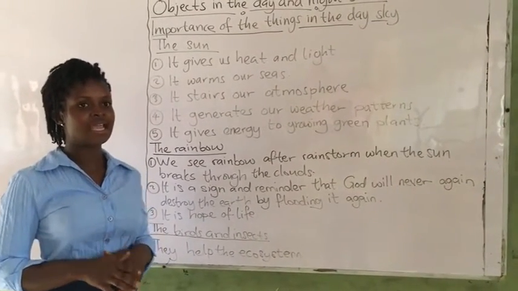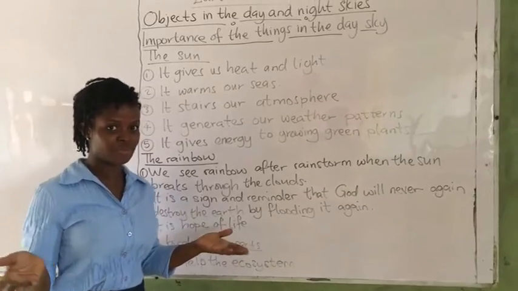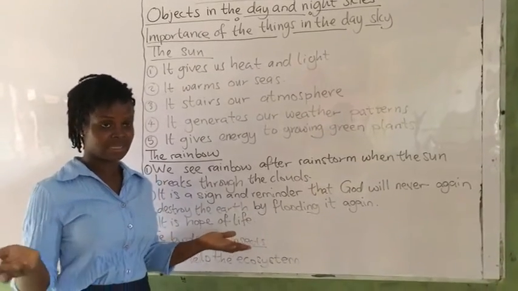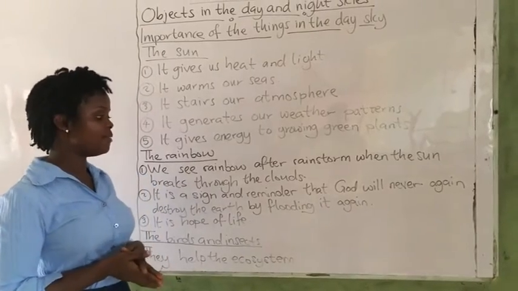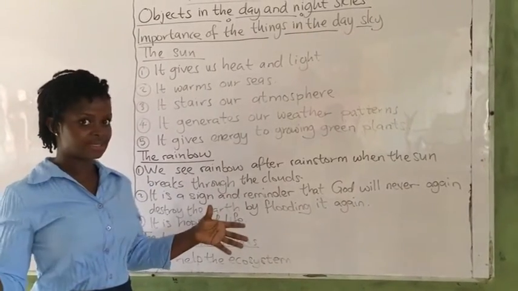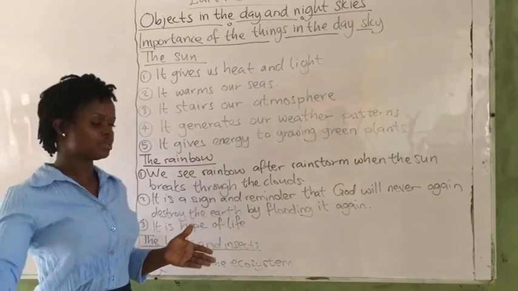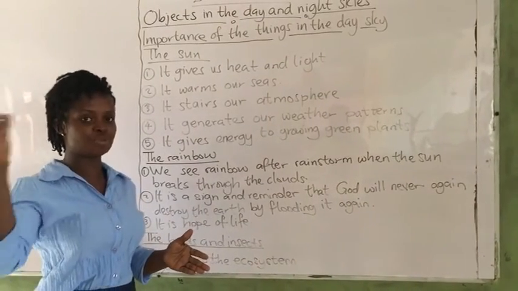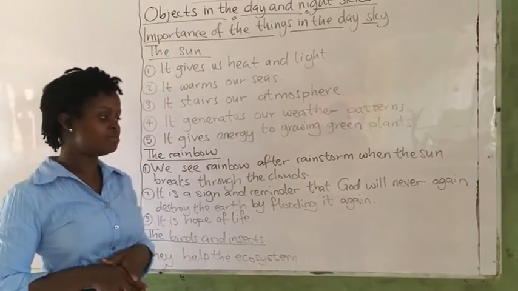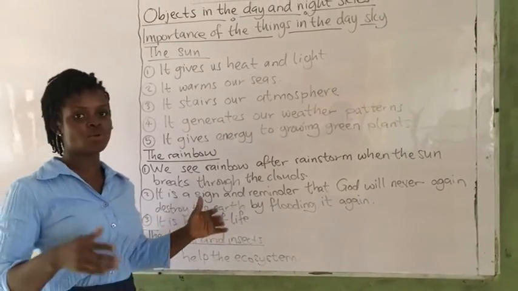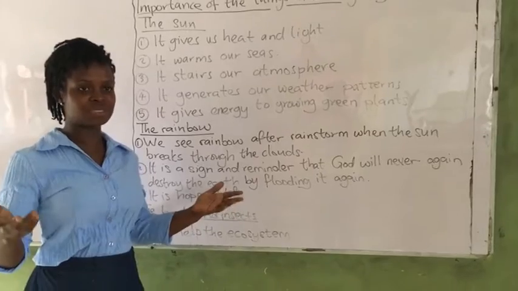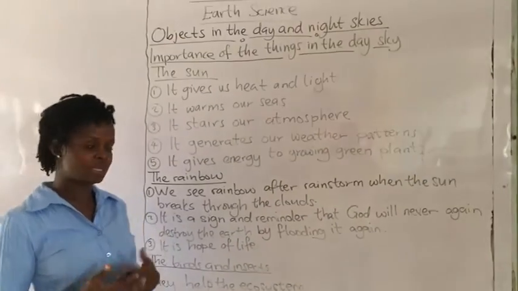In our religious and moral lessons, we've learned a lot about some stories in the Christian faith, when there was a flood. Later on, God brought that sign, that rainbow, to show that never again will He bring the flood. And rainbow also gives us hope of life. Whenever we see it, we find some hope in us.